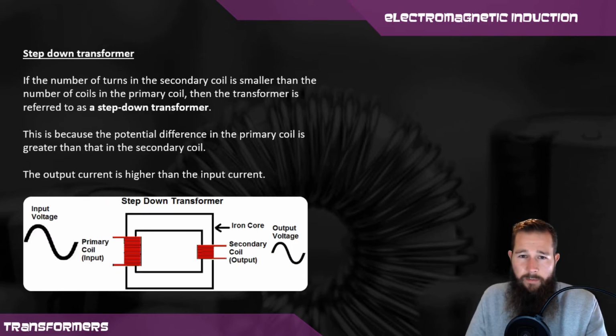In a step-down transformer, the output voltage is less than the input voltage. This is due to the fact that the number of secondary turns is lower than the number of primary turns. The output current is also higher than the input current.